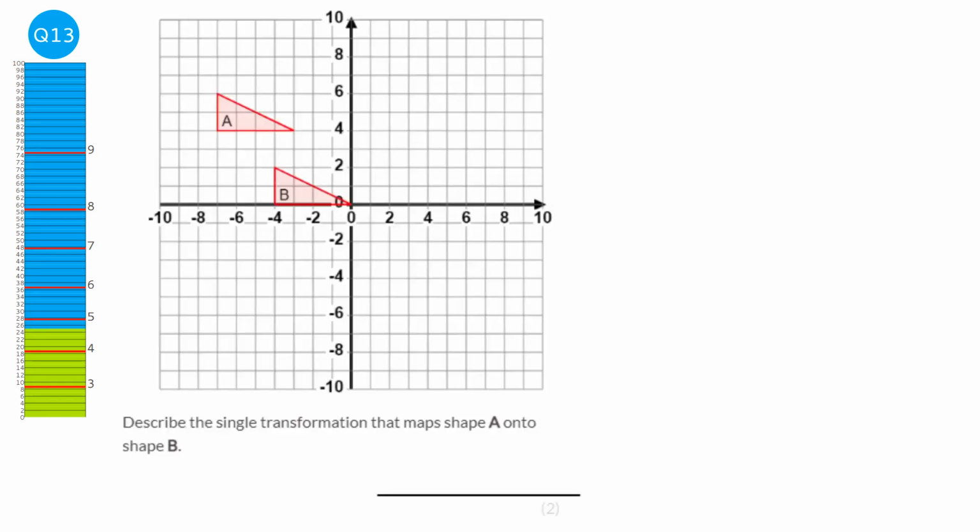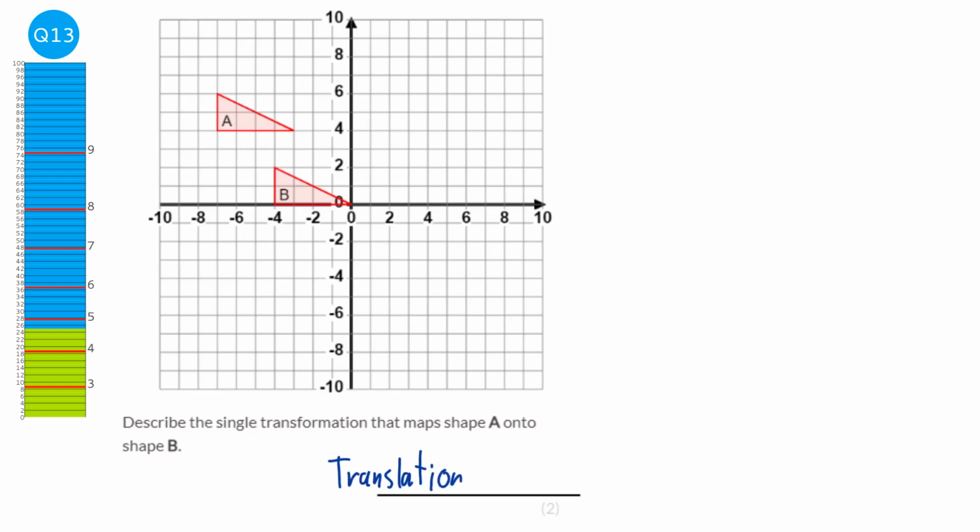Now between A and B, the shapes haven't changed size, so it's not an enlargement. They haven't rotated or they haven't mirrored, they've just moved. And the word we use for that is translation. So this has been a translation.